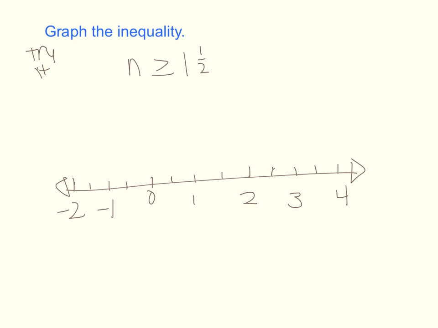Get my marker, 1.5. Now, empty or closed? This is a greater than or equal to, so I'm going to have a closed circle. Sorry, all these examples seem to be closed circles. And then n is greater than 1.5. So it could be 2, it could be 3, it could be 4, it could be 4.5, it could be any number that is greater than 1.5. And that's all you have to do on that problem.